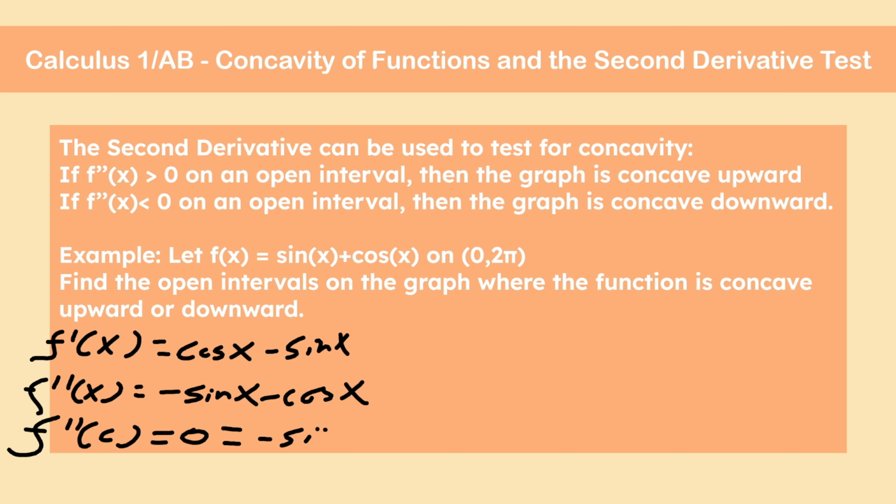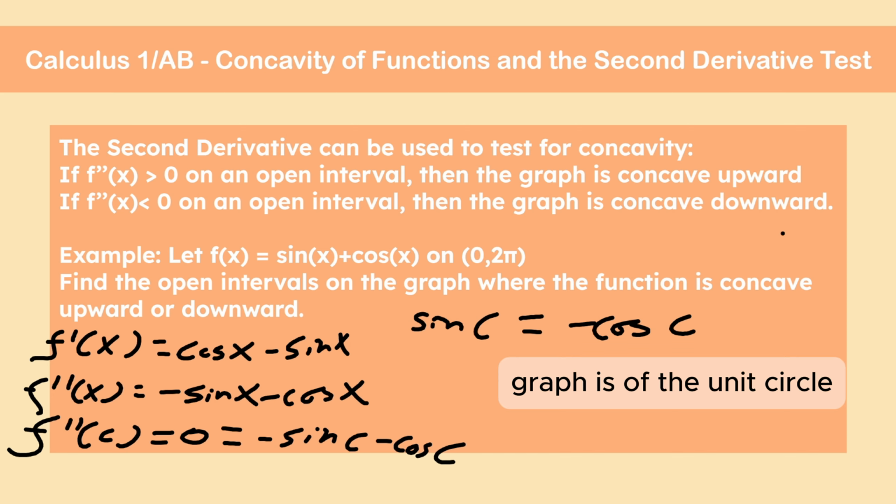So now we have 0 equals negative sine c minus cosine c, and if we move cosine c to the other side, we get that sine c is equal to negative cosine c. Now we're going to look for values of c where the sine is the negative of the cosine from 0 to 2 pi.